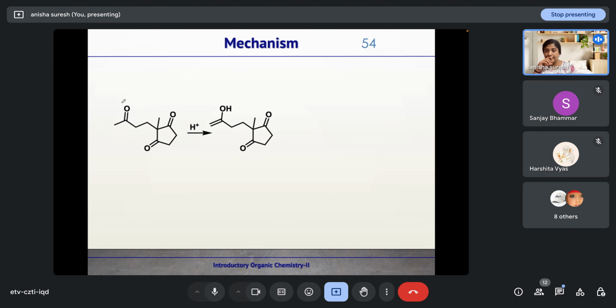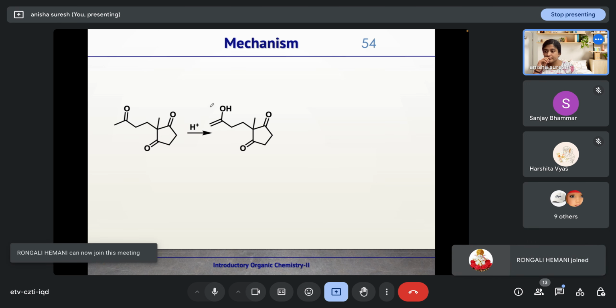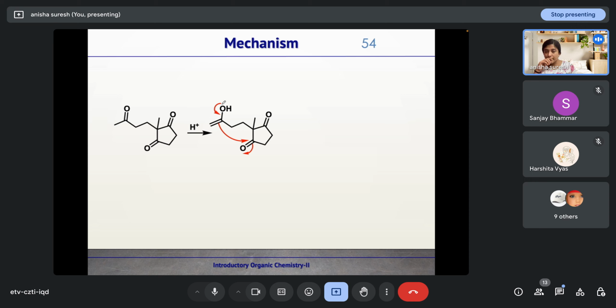So here what is happening? Enol will be forming, and then this lone pair on oxygen will push. This carbon-carbon bond will go and attack on this carbonyl. Both are identical. This is a symmetrical compound, so both carbonyls are identical. So this will go and attack on one of the carbonyls. We will get this as the final product.